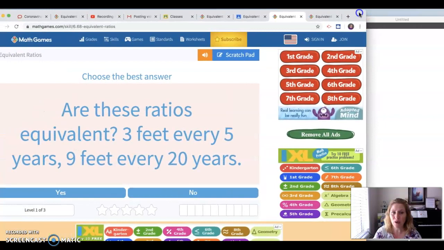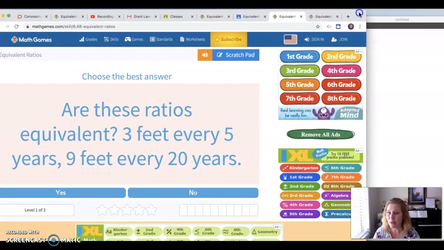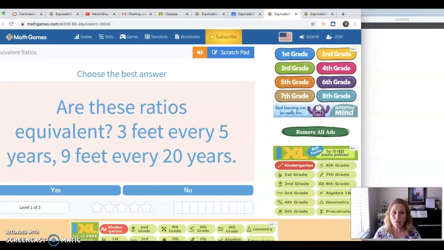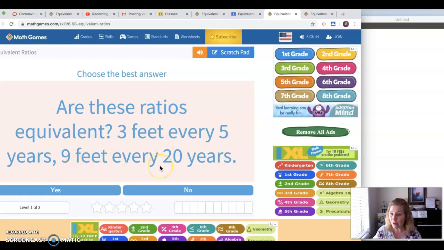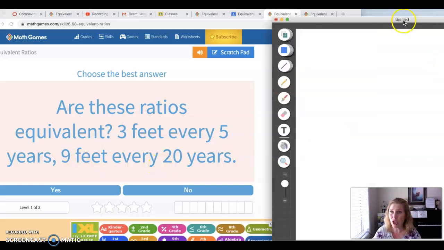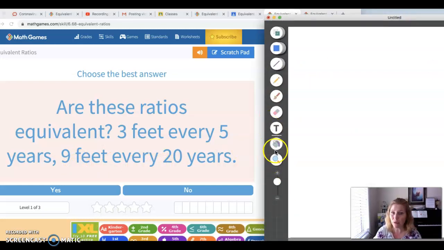So the questions look like this. This is the first question. Yours will all be different, but it will be something similar to this. It will say, are these ratios equivalent? 3 feet every 5 years and 9 feet every 20 years. Let's check to see if that is equivalent. We're going to write those down using ratios. And remember, we like to write words, so we're going to do feet and years, so we make sure we get them in the right order.